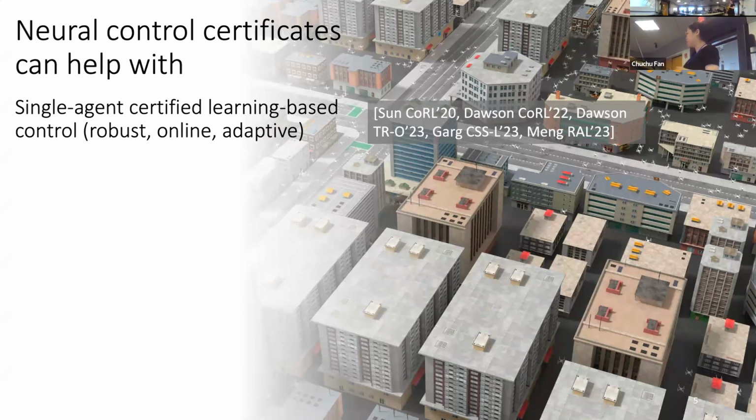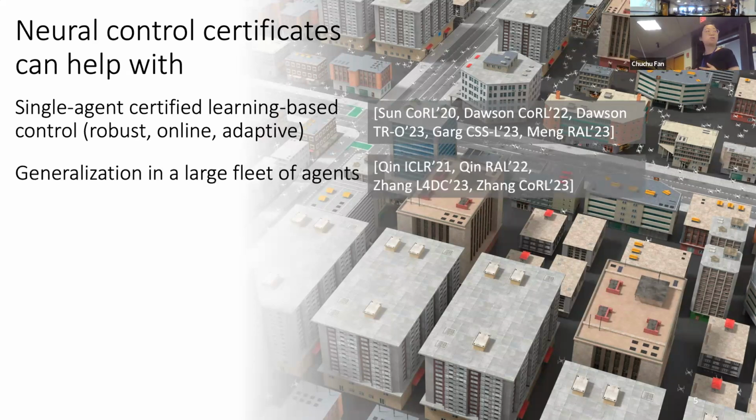We have shown that neural certificates can help with single-agent certified learning-based control. Oh, by the way, neural certificate means we want to use neural networks to represent those certificate functions. And at the same time, we want to find the controllers that obey those certificate functions. The concept is actually not that difficult, but there are different versions of neural certificates we can develop. For a single-agent system, we can make it robust, we can make it verified, and we can make it usable online and adapt to changing environments. Compared to, for example, receding horizon-based control, this is much faster and can also provide a higher level of assurance.